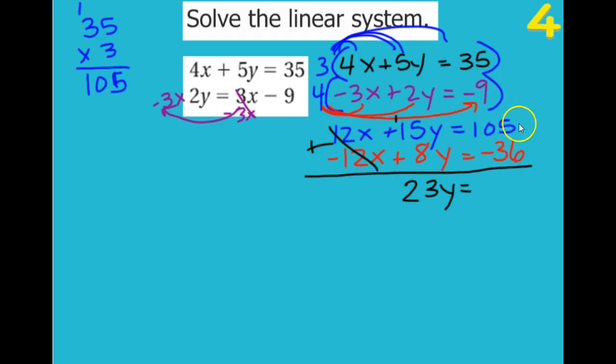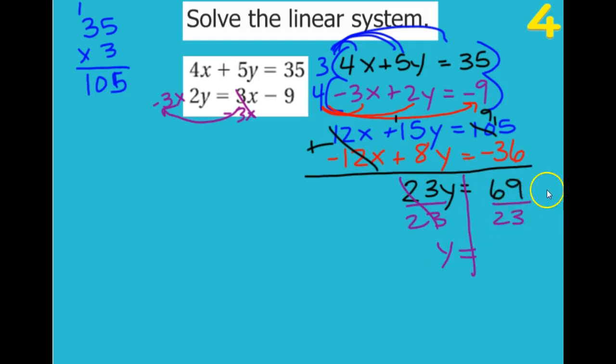Here we're subtracting 105 minus 36. I can't do 5 minus 6, so I'm going to borrow here. 15 minus 6 is 9. 9 minus 3 is 6. So you can use a calculator to subtract that as well. That's fine. And then divide by 23. So those eliminate, and we have y equals.